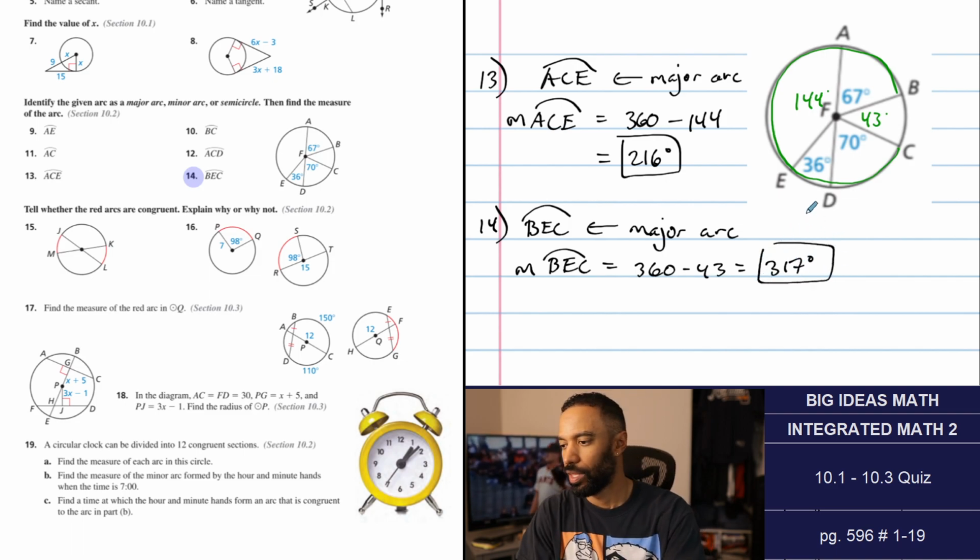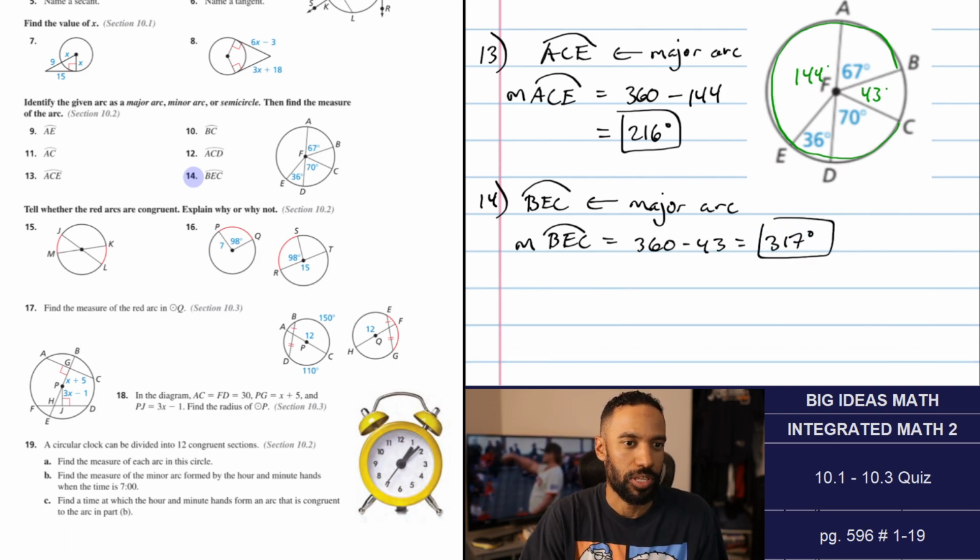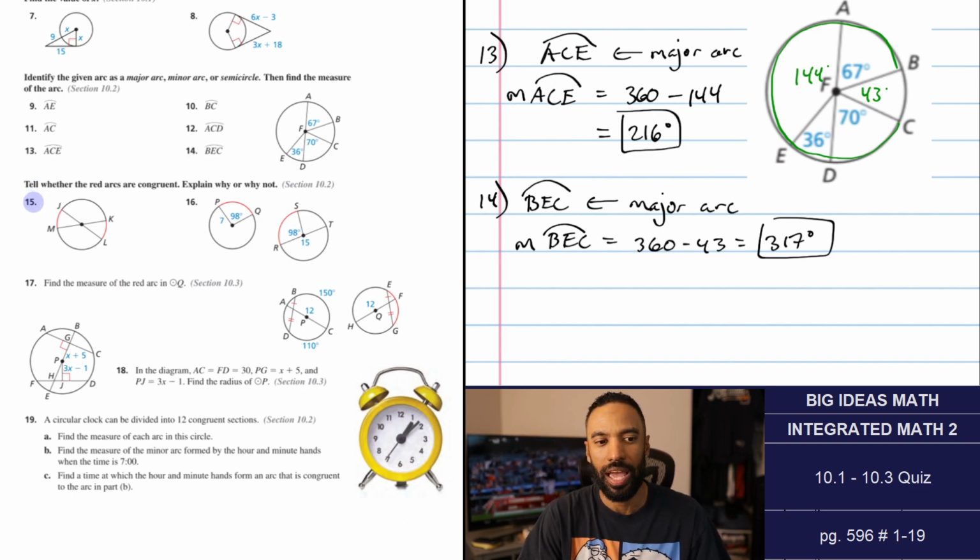Okay. There are those problems. Let's go to numbers 15 and 16. Tell whether the red arcs are congruent. Explain why or why not.